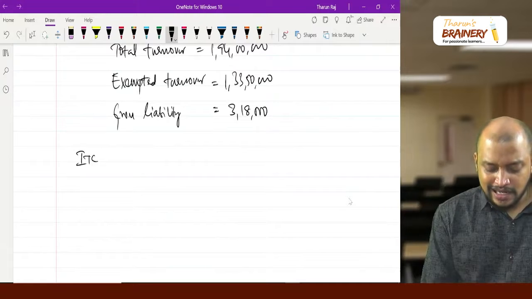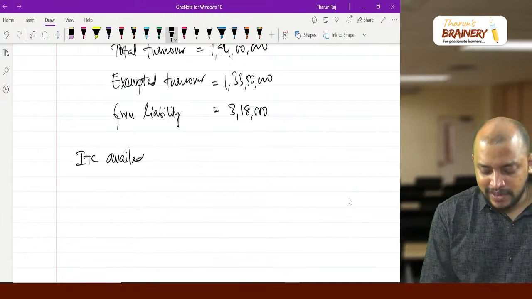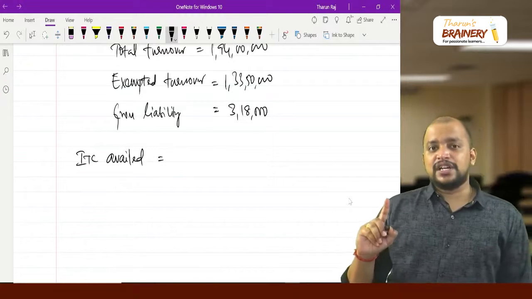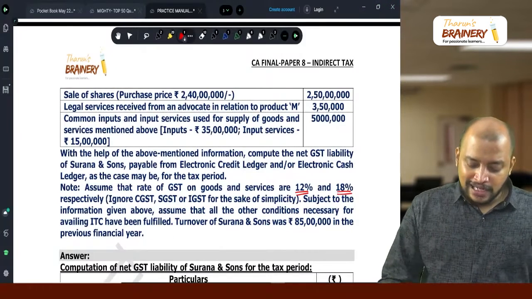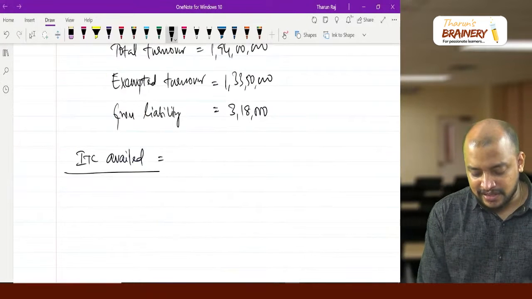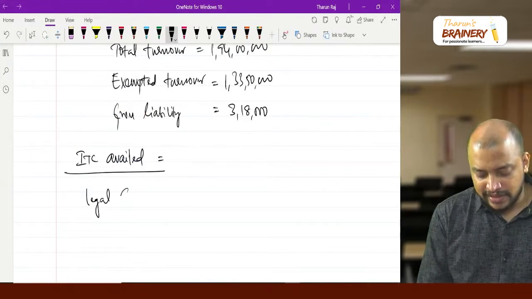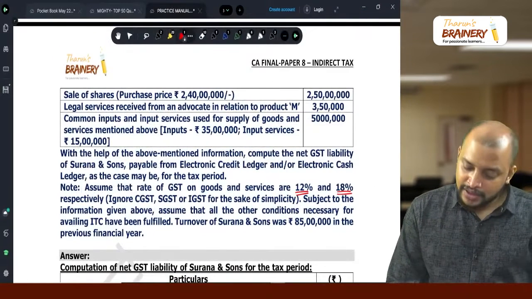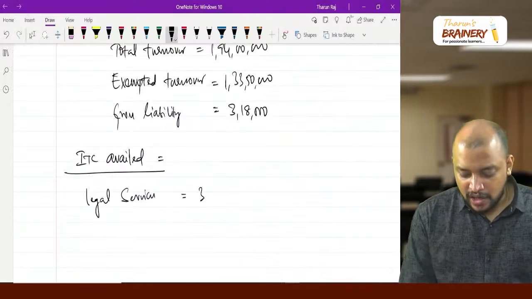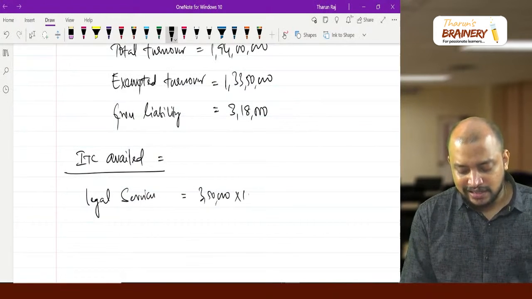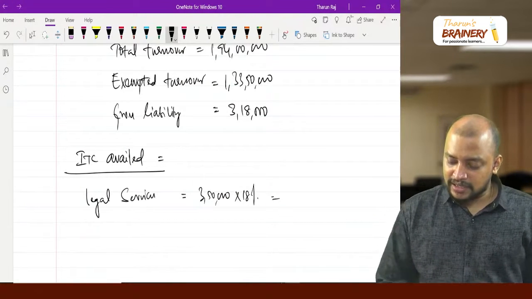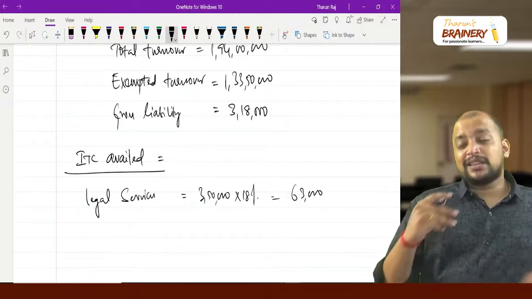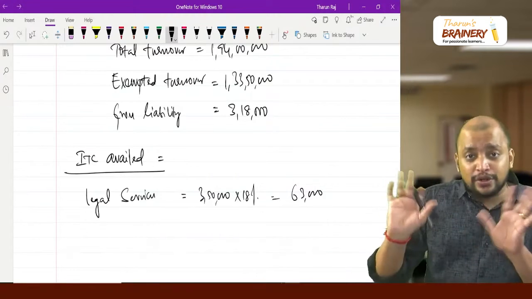First, ITC availed. How much is the ITC availed? That we need to understand. So for the legal services, how much? 3,50,000, and on 3,50,000 the rate of GST is 18%. So 3,50,000 into 18% is 63,000. But this is exclusively used for M, so no need to do reversal.